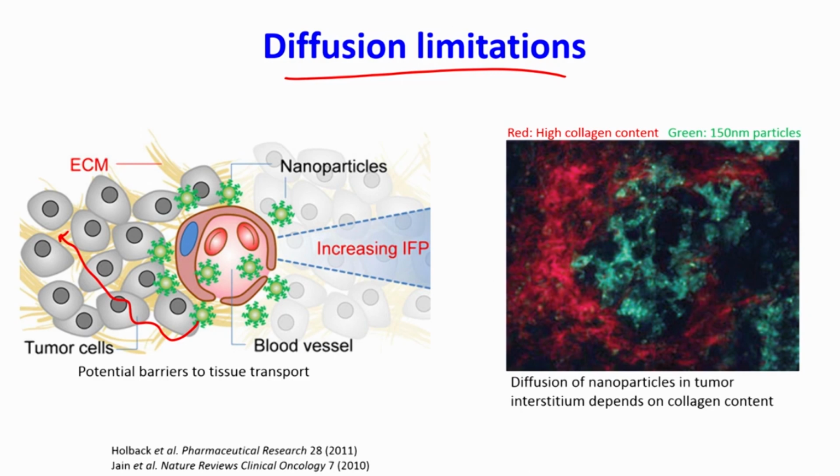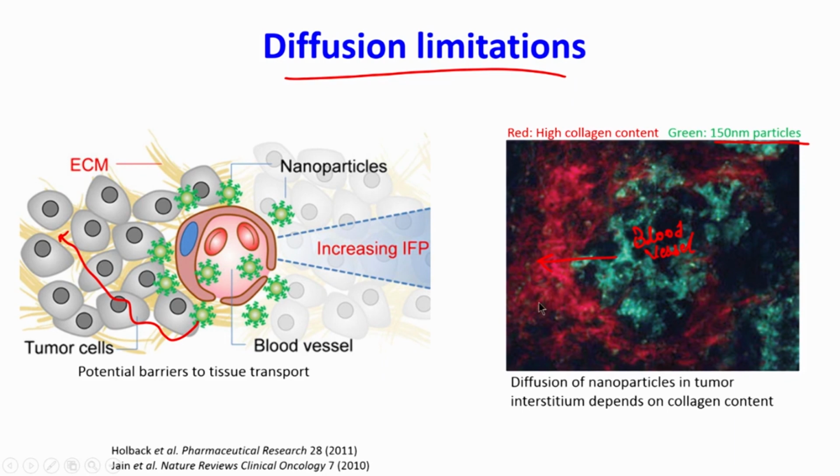So, this is just a pictorial representation of a real example where you have delivered 150 nanometer particles which are labeled as green, and the cancer is being labeled by collagen as red. So, what you see here is a blood vessel, and what you see is all the particles are essentially localizing near the blood vessel itself, and as you move further away the amount of particles is decreasing. So, this is a big limitation.